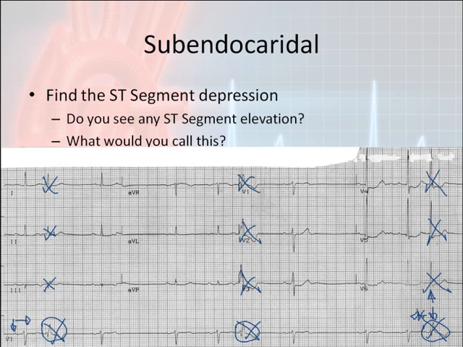Where is our ST segment depression? If you look at it now, it actually looks like your ST segment depression is in V4, V5, V6, maybe a V3, and that's about it. So this person might be having an anterolateral wall subendocardial ischemia going on.